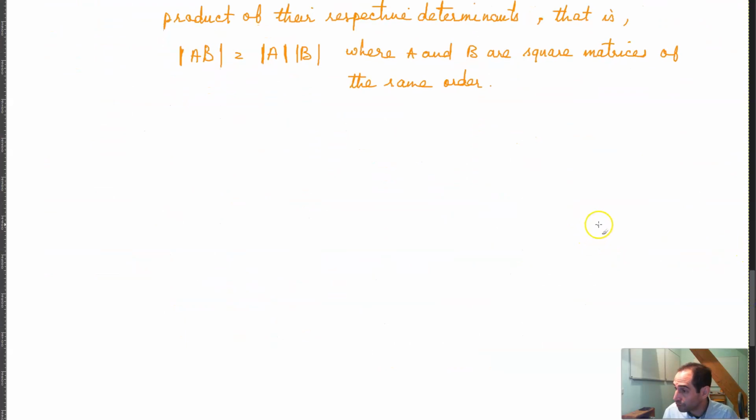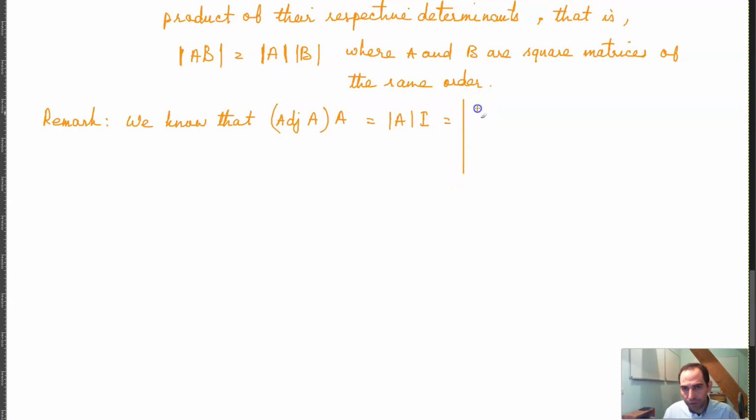And as a remark, we know that the adjoint of the matrix A times the matrix A is equal to the determinant A times I, which is equal to the matrix determinant A, 0, 0, 0, determinant A, 0, and 0, 0, determinant A. We have had this before.